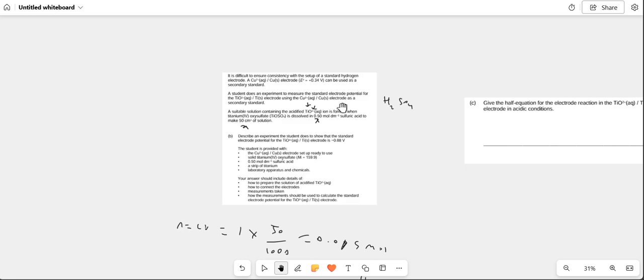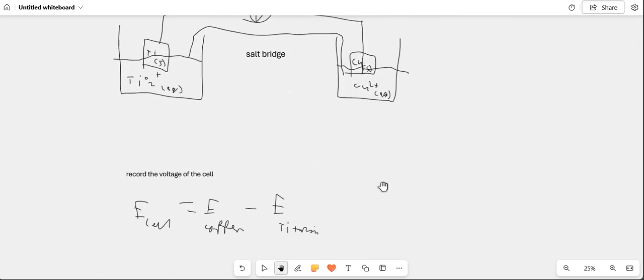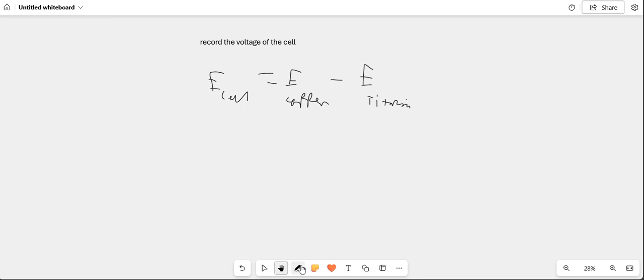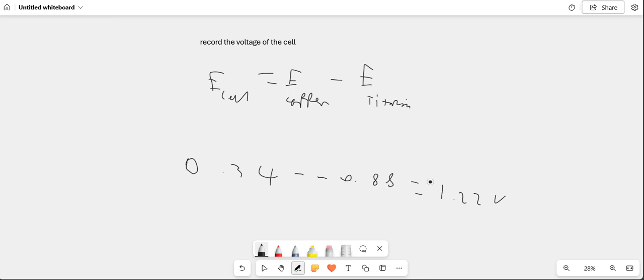Yeah. So the cell is 0.34, and the other one is the negative one. That means that we can write 0.34 minus 0.88 is equal to 1.22 volts. So that's what we can find there. So you do the one for copper, take away the one for titanium, that's going to give you the cell voltage, yeah? So the cell voltage is 1.22.